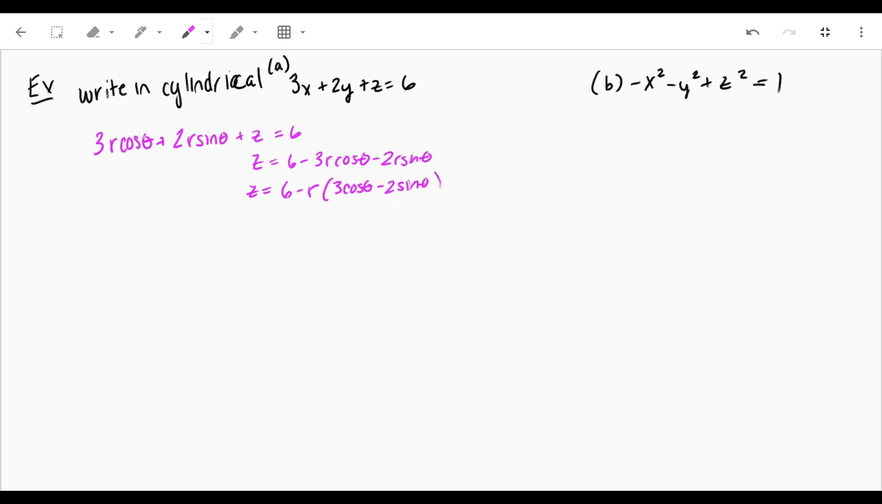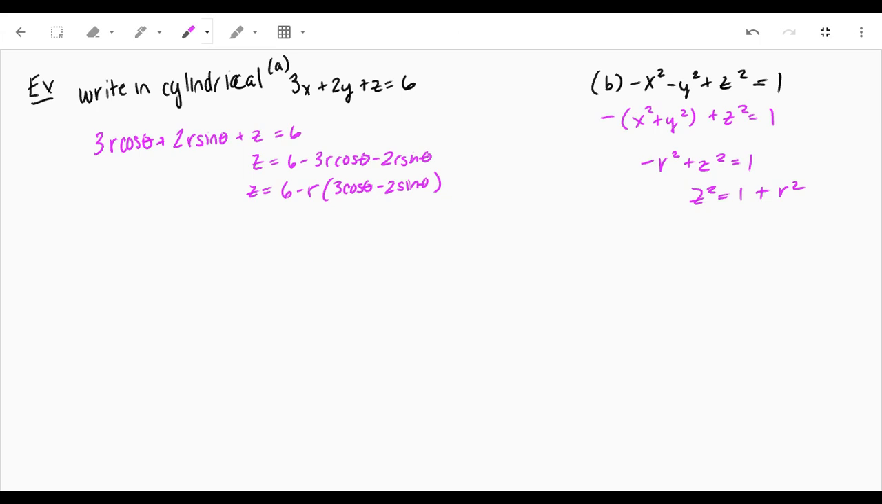Doesn't really matter, but it's as straightforward as that. Okay, this one's a little bit different. You could go ahead and swap out the x's and the y's and simplify, but you can also recognize that that's negative x squared plus y squared plus z squared equals 1. So that'd be negative r squared plus z squared equals 1, or z squared is 1 plus r squared. Okay, that's it. All right.